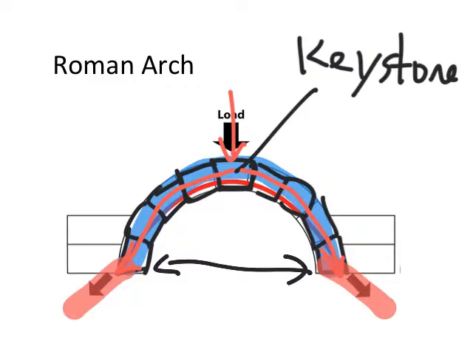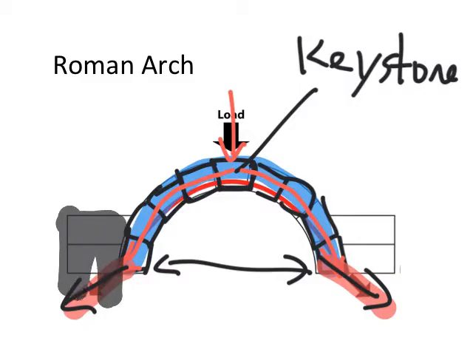Now the downside of a Roman arch, though, is that you can see this force is coming out at an angle. So you've got to support that. What it requires is a lot of support on the sides of a Roman arch, so the arch just doesn't collapse.